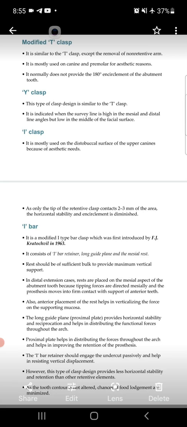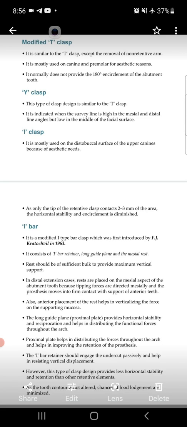Next, come to the last type, which is the I bar. First is the I clasp, next is the I bar. It is a modified I type bar clasp which was first introduced by F.J. Kratochvil in 1963. It consists of the I bar retainer, a long guide plane and a mesial rest. Here the I bar consists of three things. Number one, the I bar retainer, next, the long guide plane, and third, a mesial rest.